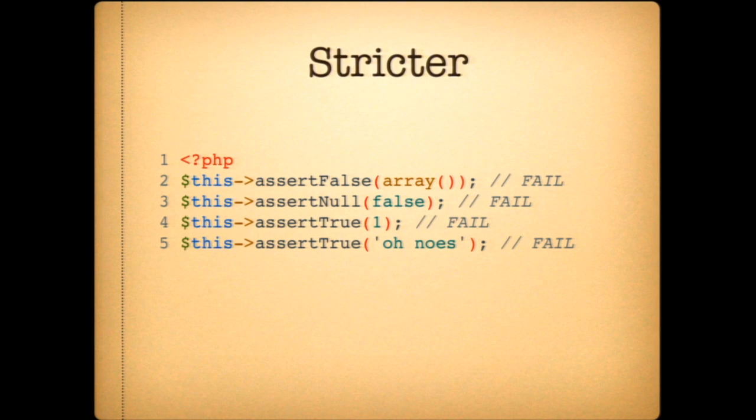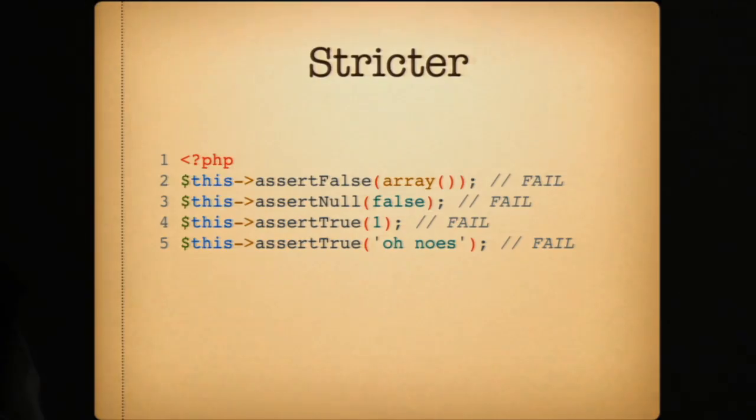Same with null. In the past, assert null would take false, would take empty string, it would take 0, it would take all kinds of things that aren't null. PHPUnit wants null, and only null will pass. Assert true is very similar. 1 doesn't work, the string doesn't work, only the Boolean true will work. All of this will pass in SimpleTest, so you might have been getting some silent passes, even though they could technically be fails if you're doing identity checking inside your application.